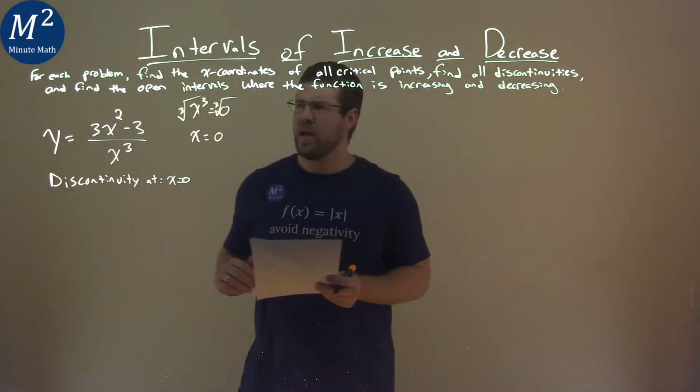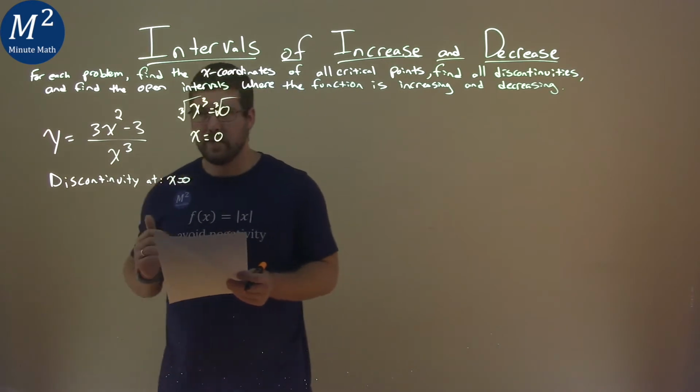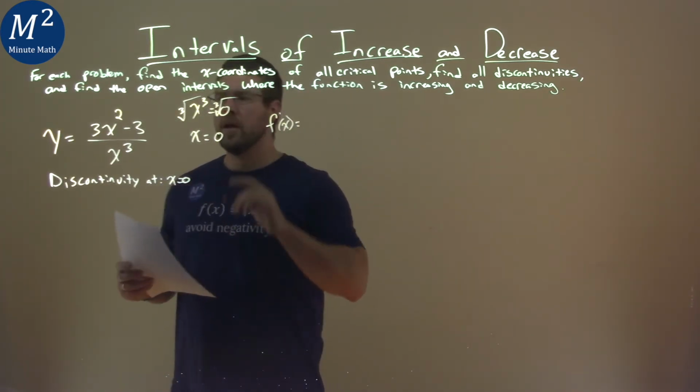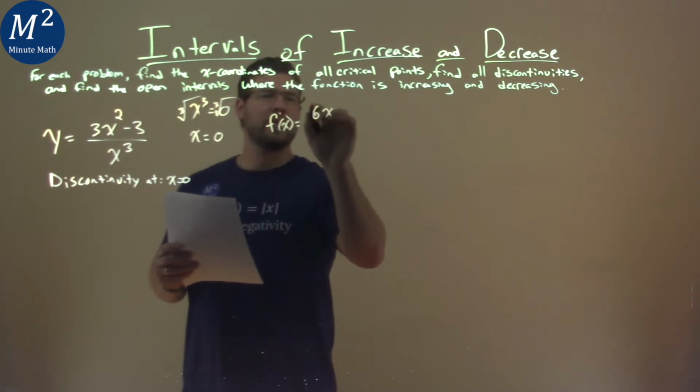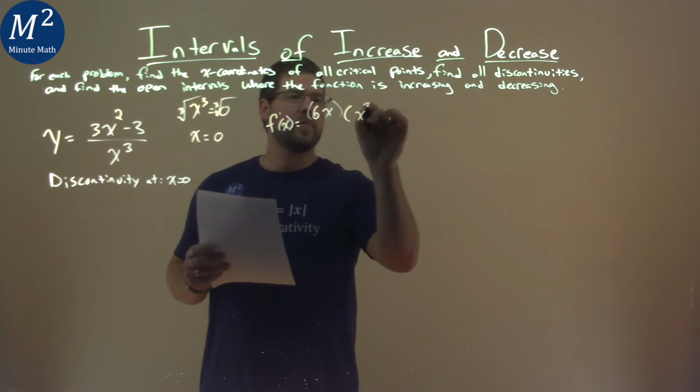Now we've got to find the critical points. We need to first take our derivative here. So to do that, we use our quotient rule. We find f prime of x. Derivative of numerator is 6x here, right? 2 times 3 is a 6. Times our denominator, x to the third power.